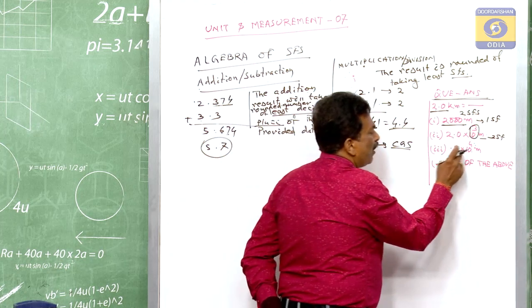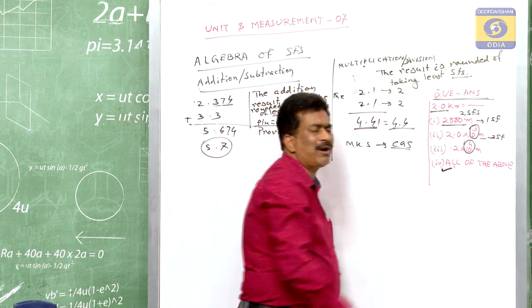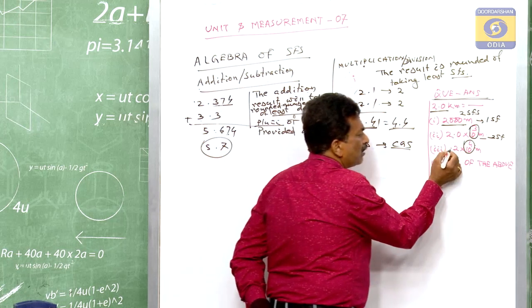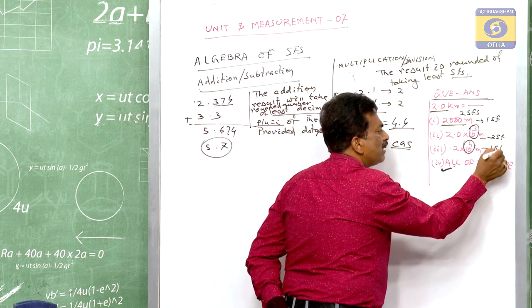For this one, 0.2 × 10^4. 10^4 again is the power of the magnitude. It has no significant figure. Only the 0.2. This is only 1 non-zero digit. So it has 1 significant figure.